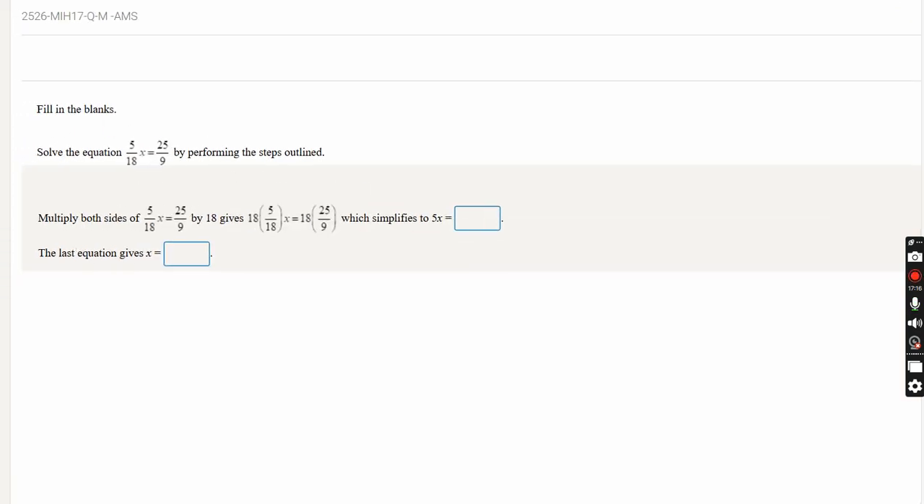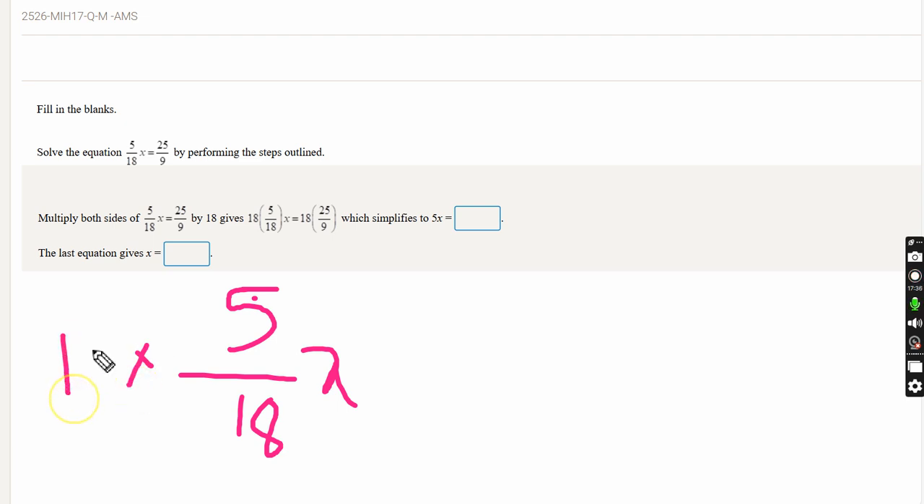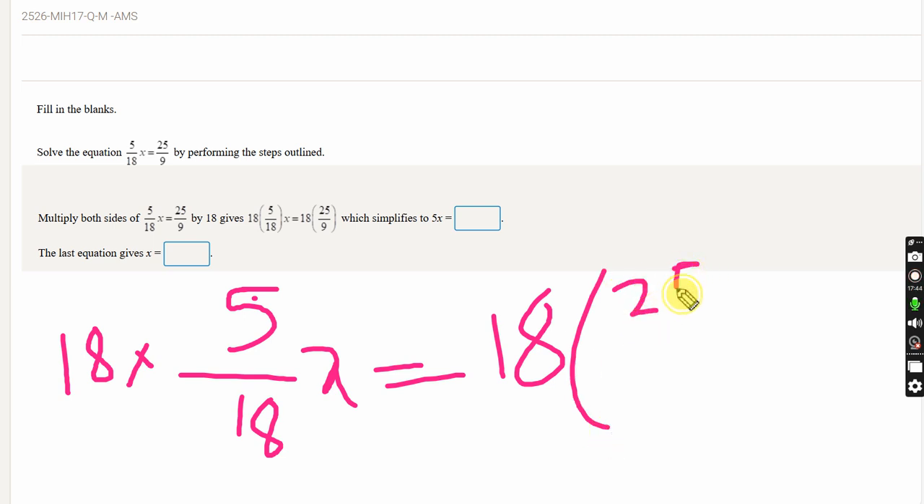Okay, what about this? Again, it's in steps, right? So if I were 18x equals 25 over 9, you're just solving it step by step. So 5 and 18, right? What was the first step they did here? They wanted to take the 18 to the other side. So they multiplied here by 18 because it's division already, right? So they multiplied by 18 here, equals 18 times 25 over 9. So they did that to both sides to take the 18 to the other side.